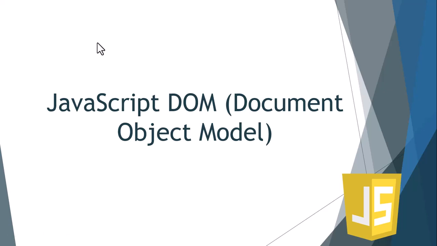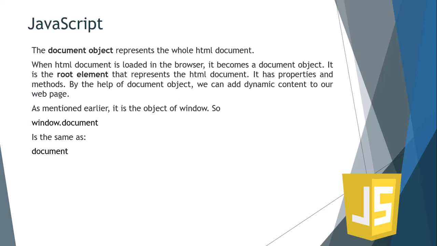DOM stands for Document Object Model. Now let's see what the DOM actually does. The document object represents the whole HTML document. When an HTML document is loaded in the browser, it becomes a document object. It is the root element that represents the HTML document. It has properties and methods. With the help of the document object, we can add dynamic content to our web page.